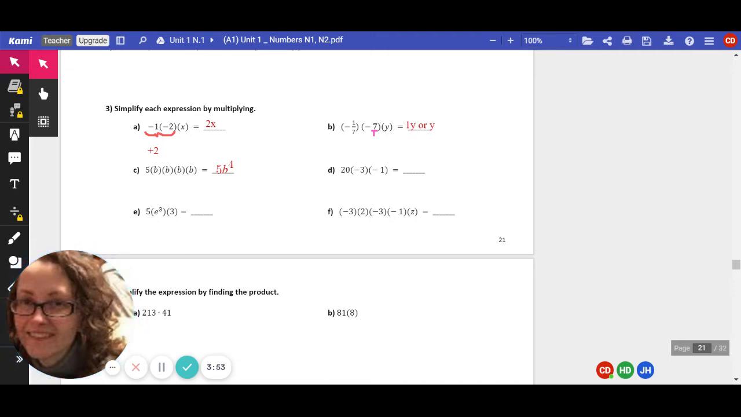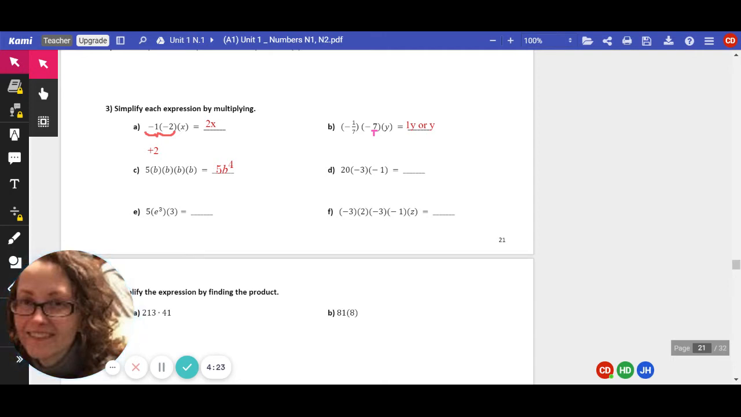Part A, a negative times a negative is a positive. Unlike addition and subtraction, with multiplication these signs do not need to be right next to each other. Therefore, a -1 times a -2 is a positive 2. And so we write 2 times x. So we can show that this 2 is still being multiplied times x.